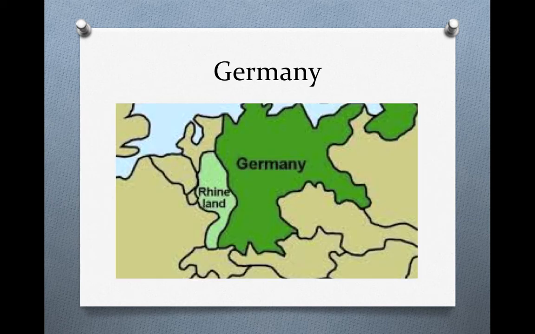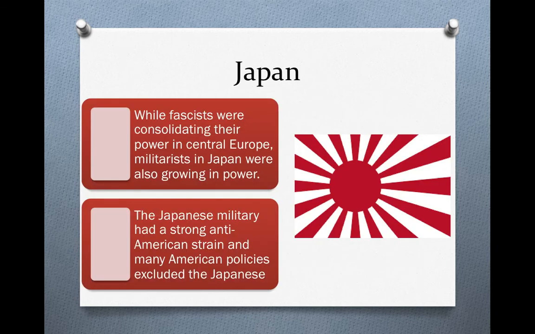And so here you can see this little gap between France and Germany called the Rhineland that was supposed to be kept kind of neutral with no troops. So Hitler has come to power and he is changing Germany. Now we also have to talk about Japan.